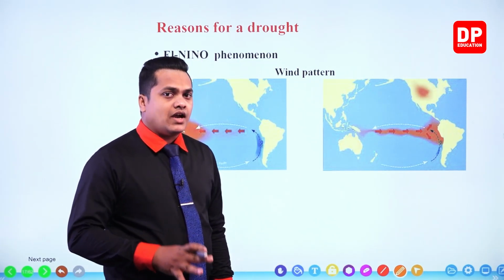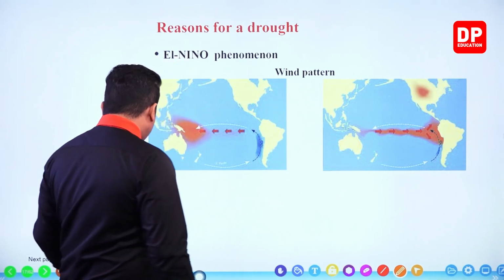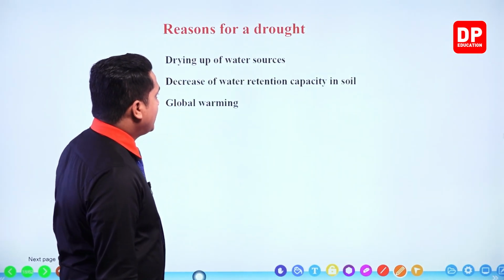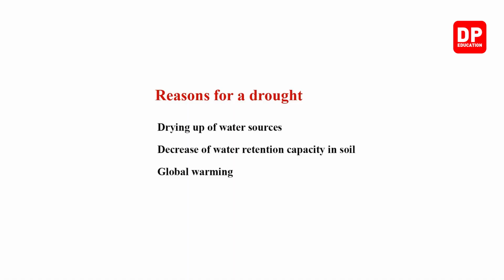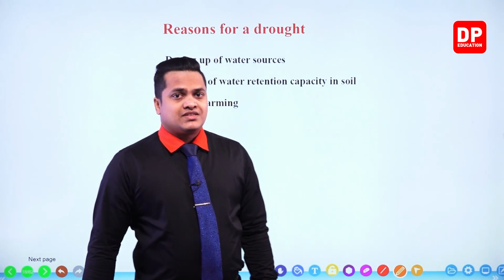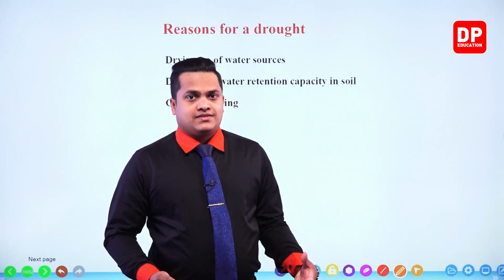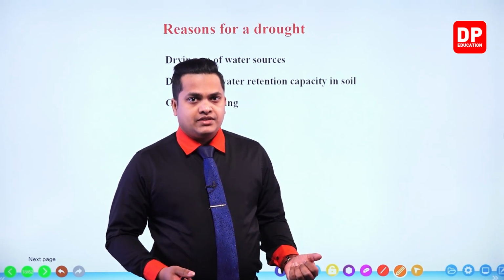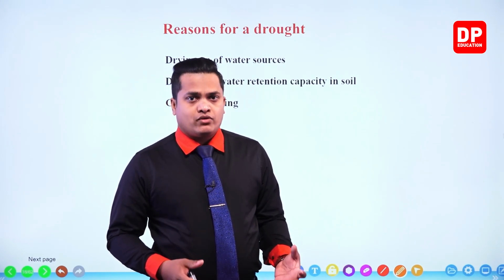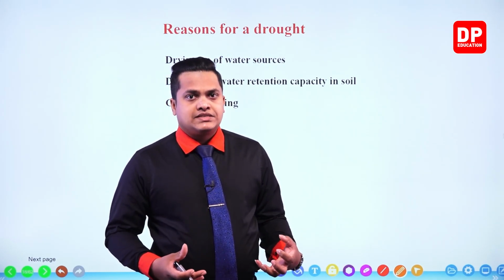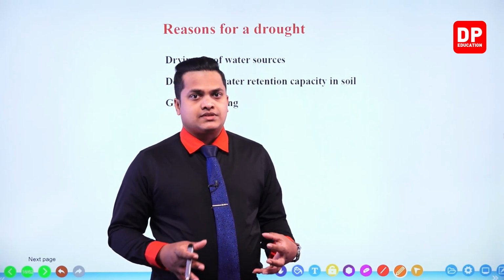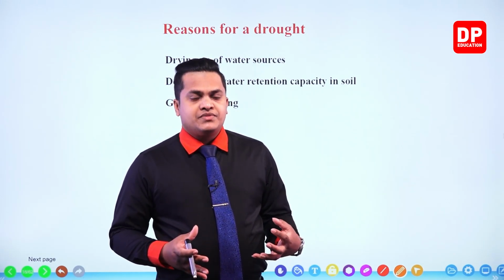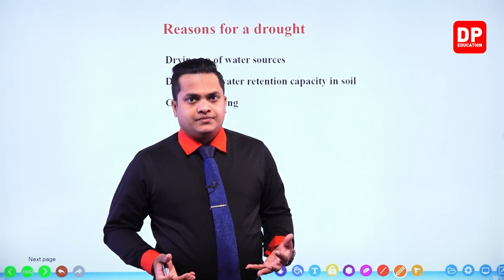Now let's head on to see what are the other reasons for creating a drought. So other than these main reasons, my dear children, there can be these reasons which create a drought. So what are these reasons? Number one, drying up of water sources. Sometimes there are water sources like tanks and streams and ponds. Upon having dry winds, dry air currents, or due to lack of rainfall, sometimes, my dear children, these water sources like tanks and other streams will dry up.